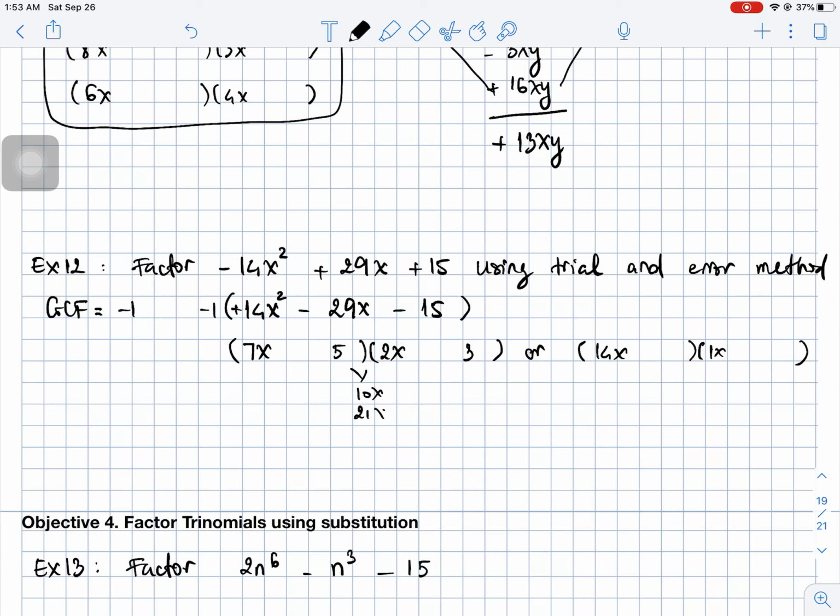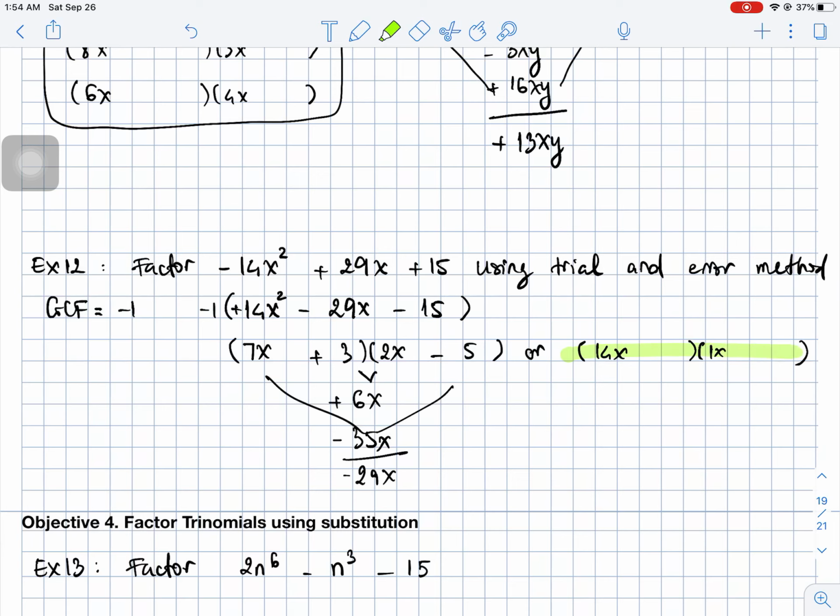For the 7x and the 2x, we're going to put 5 and 3, and we get 10x and 21x. And you see that there's no way to get negative 29. Then we will switch the 5 and the 3. So the 5 goes to the back and the 3 goes to the front. So we get 6x and 35x. In order to get 6x and 35x combined to get negative 29x, the 35 has to be minus and the 6 has to be plus.